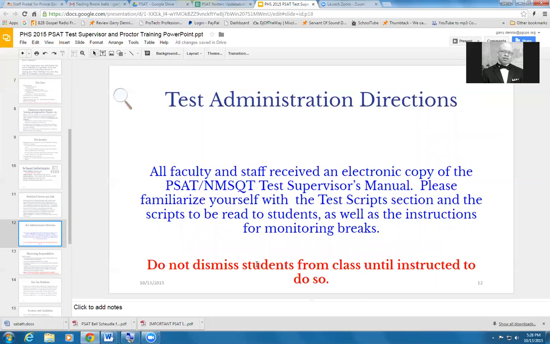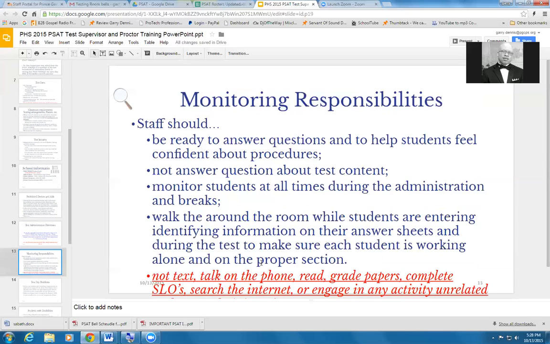I've sent it multiple times. I sent the manual, so please familiarize yourself with the manual of the script, which starts on page 16. Monitoring responsibilities.